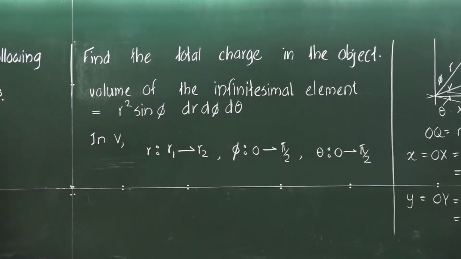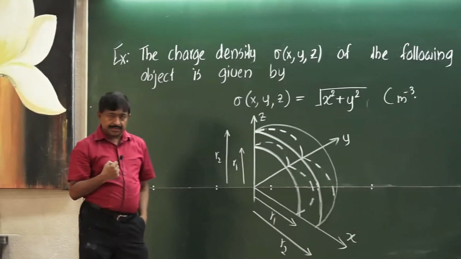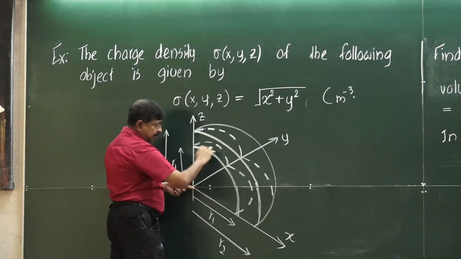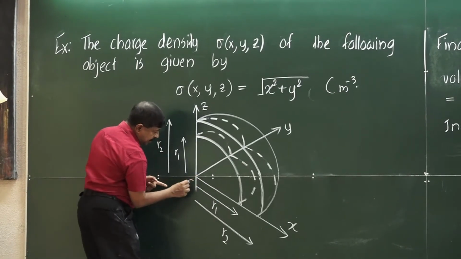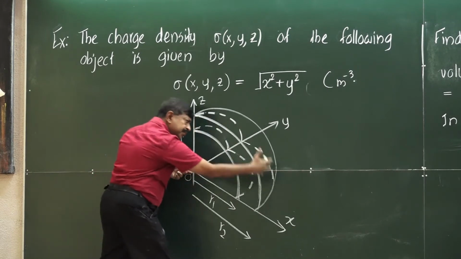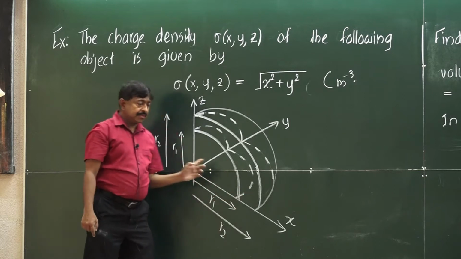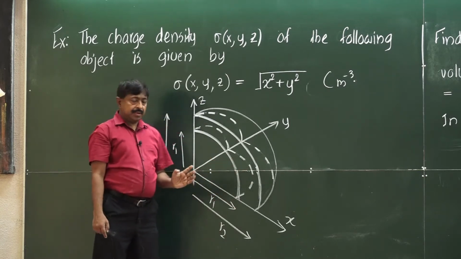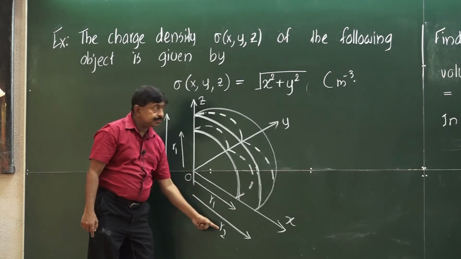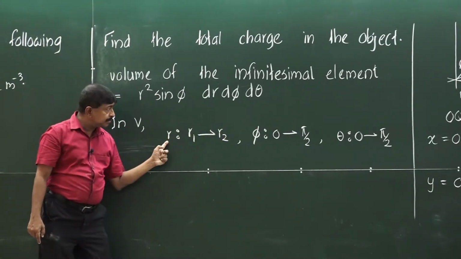Now, we need to figure out the limits of these three variables. You can see that with this object, the closest surface is r1 units away from the origin. The furthest surface is r2 units away from the origin. Therefore, r goes from r1 to r2, right. So, this is what I have indicated here.